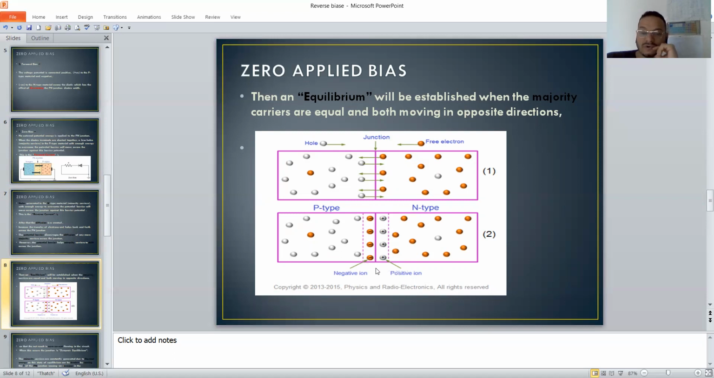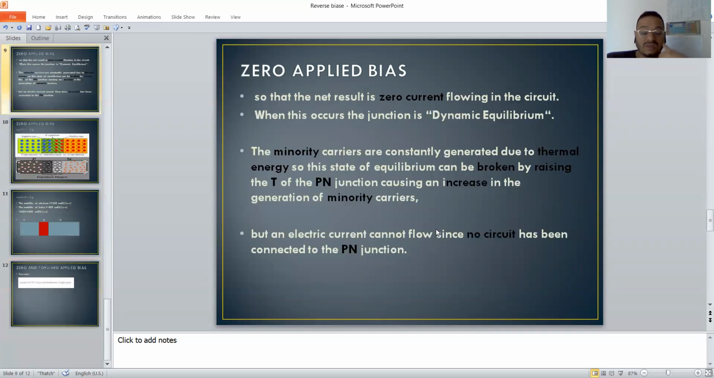And like we said before, in the depletion region we don't have any charge carriers inside it. That means a similar situation to the PN junction without being connected to any power, any battery or AC current. So the net result is zero current flowing in the circuit when this occurs at the junction.